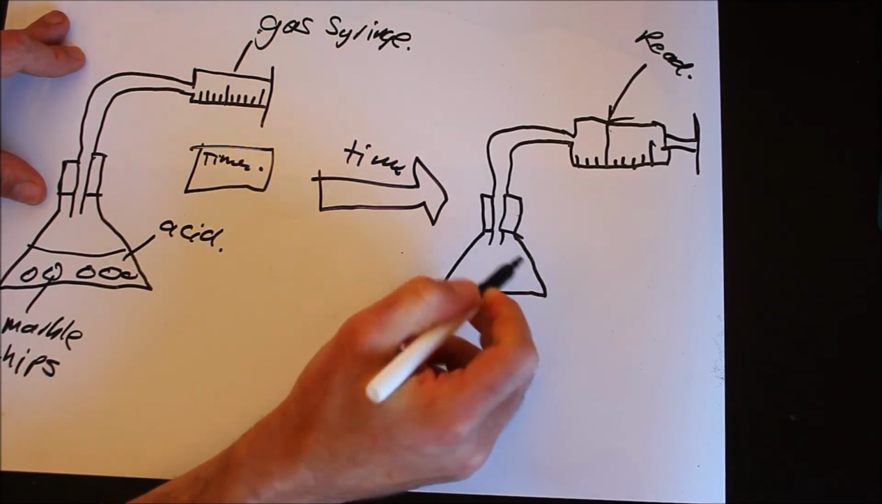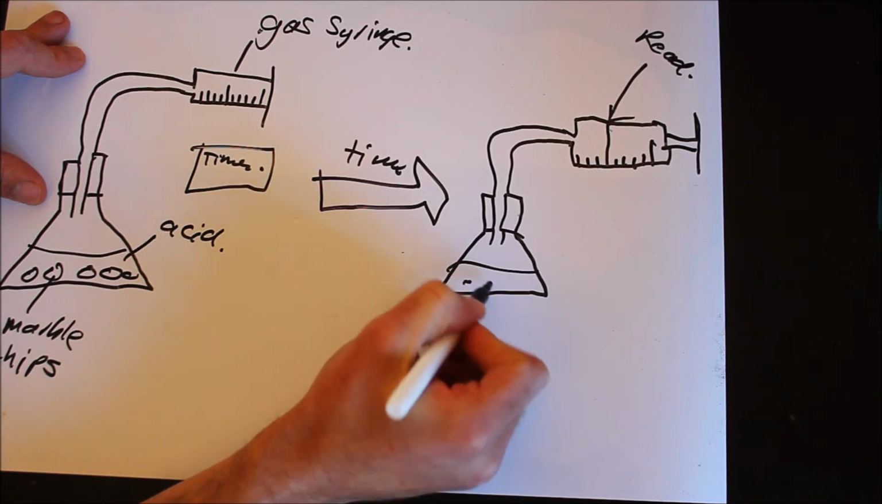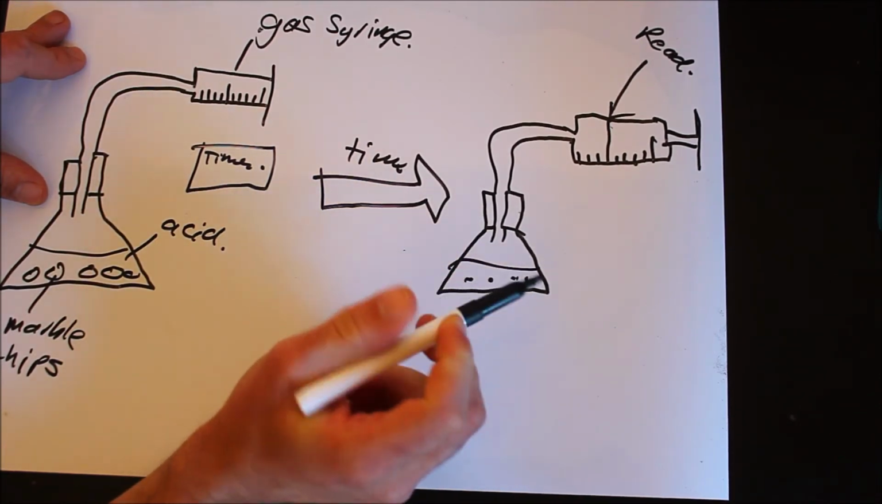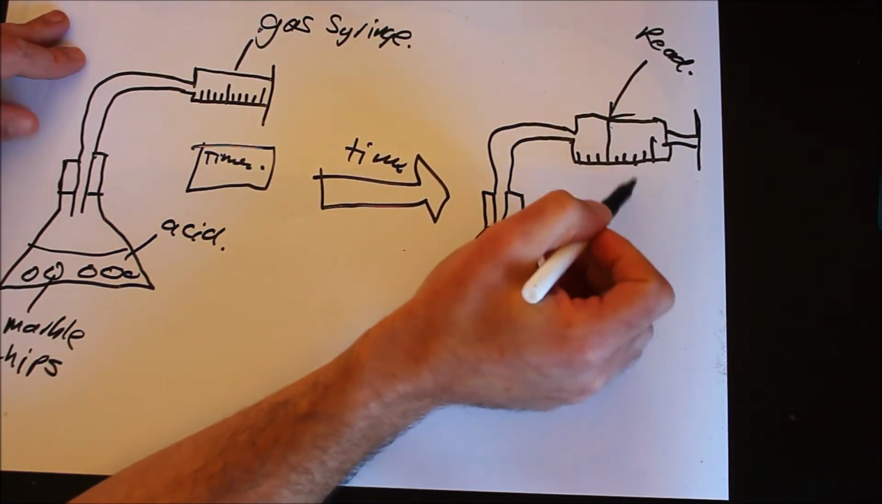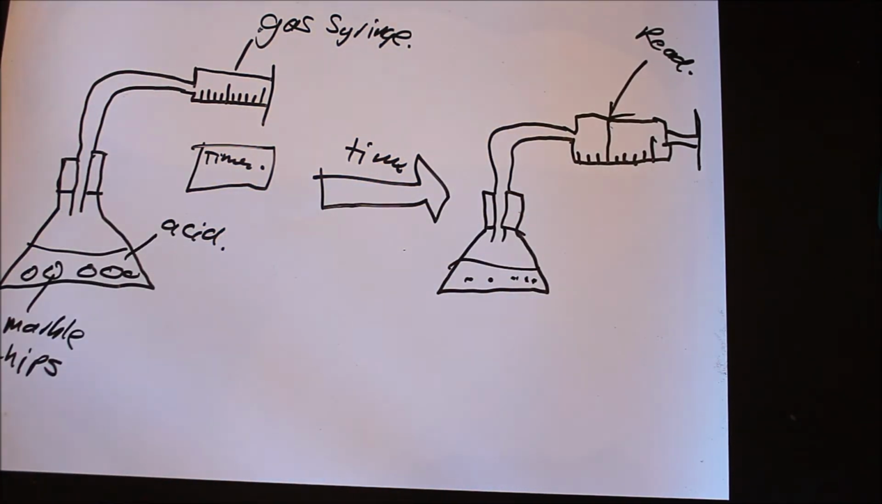Our bung here with the delivery tube through it, and again smaller pieces there, and we can see that the gas has been evolved. This is good, it's quite accurate. We trap all of the gas this way and hopefully none of it escapes.